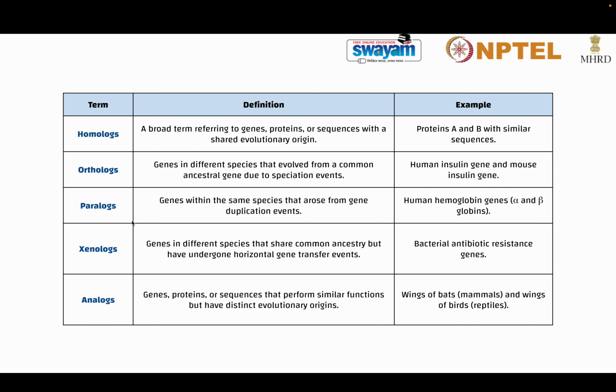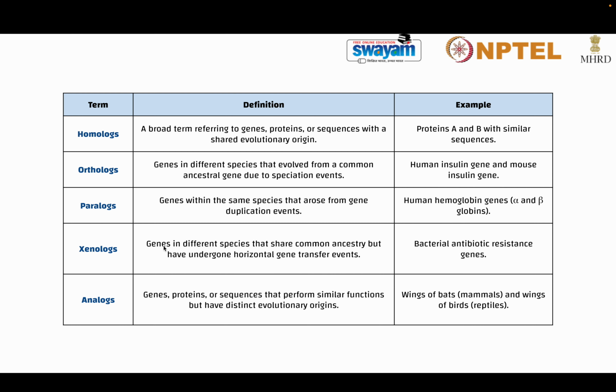Then if we look at paralogs, they are also a subcategory of homologs. These are the genes within the same species that arose from gene duplication events. So whenever a gene undergoes duplication, it becomes a paralog. Human hemoglobin genes, alpha and beta globins, are paralogs of one another. They occur due to duplication.